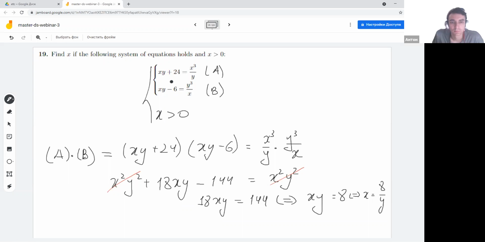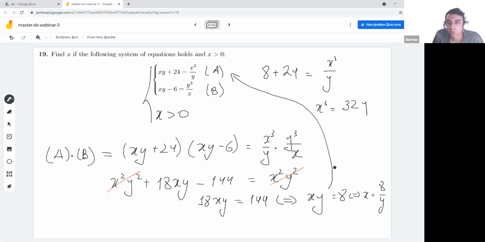Okay, so xy is 8 plus 24 equals x squared over y, x cubed over y, which means that x cubed is, sorry, I'm moving the windows around my screen. x cubed is 32 times y, okay?